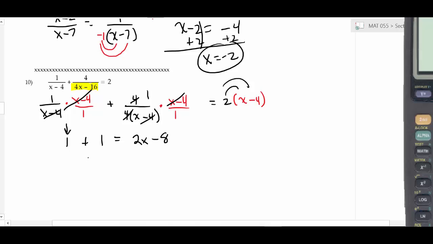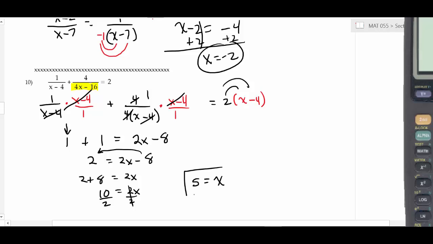Now this is going to be 2 equals 2x minus 8. You can add 8 to both sides if you want to, or you could just move it and say 2 plus 8 equals 2x. So that's 10 equals 2x. Then you can divide both sides by 2, so the answer appears to be x equals 5.